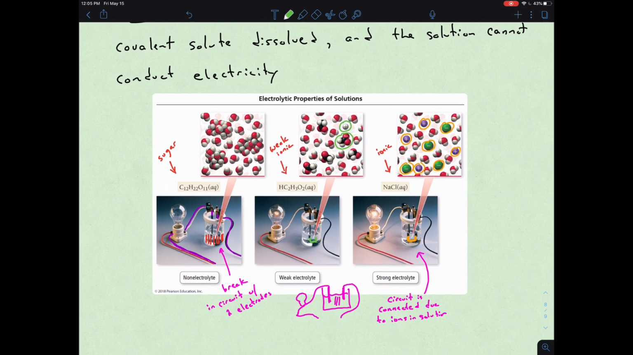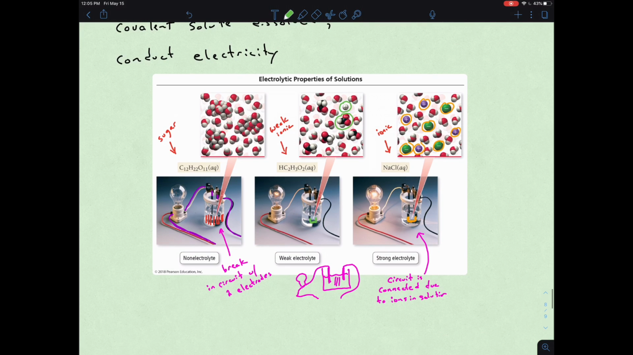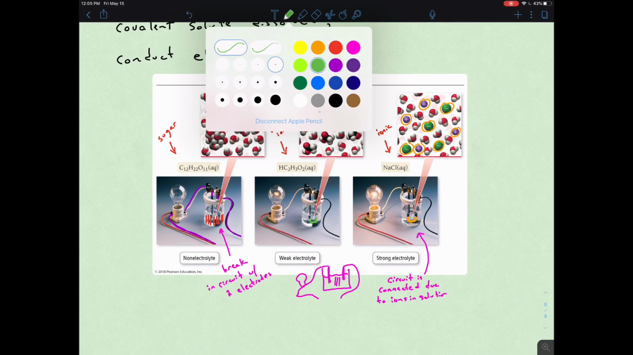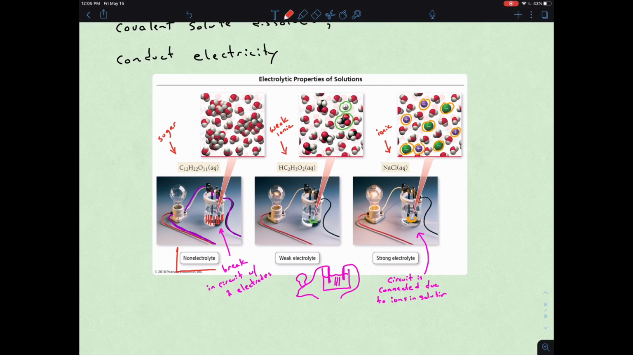So that is an example of these non-electrolytic and electrolytic solutions. And so we see that here with our non-electrolyte or non-electrolytic solution. And then we come all the way over to something being very strong. So that's the idea of this type of solubility.